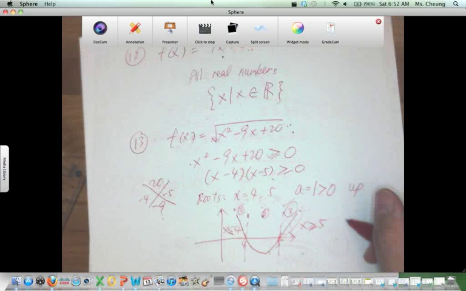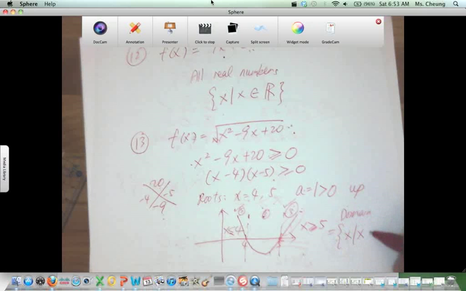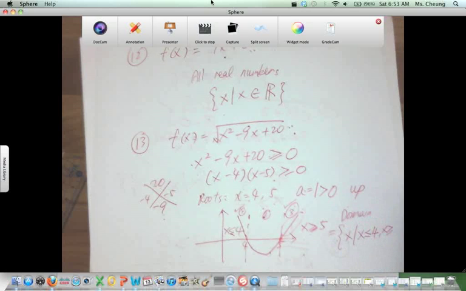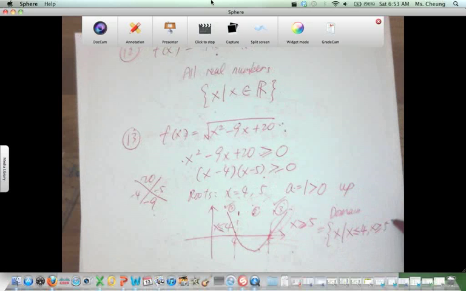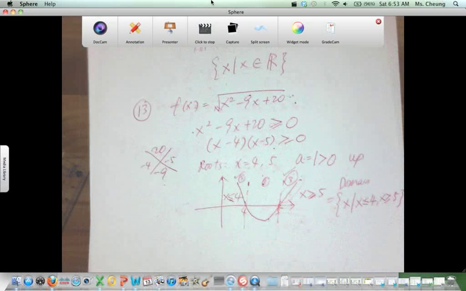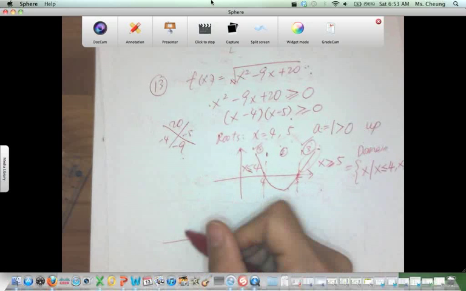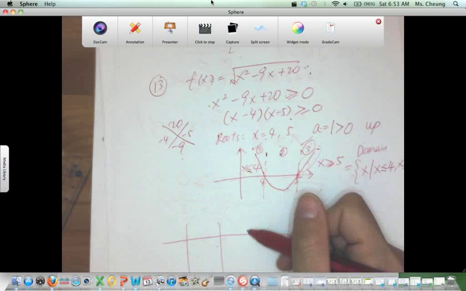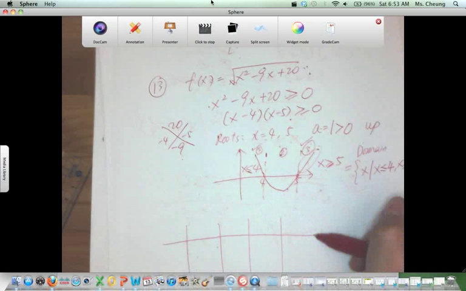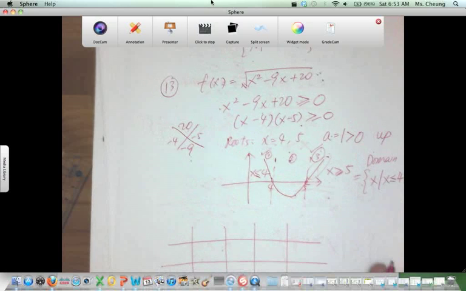So my domain will be x such that x is less than or equal to 4, or x is greater than or equal to 5. So this is one way to work it out. Another method to work it out is a table. I'm going to set up my table. There are 5 columns and you will need 4 rows. 5 columns and 4 rows.